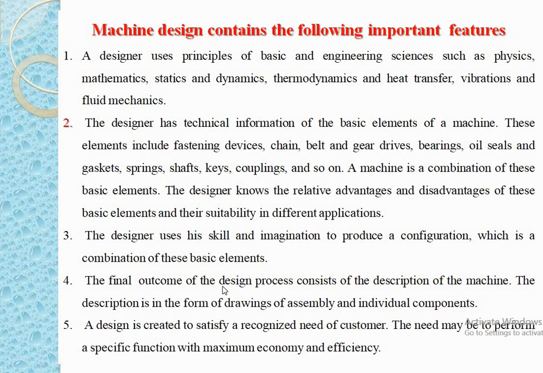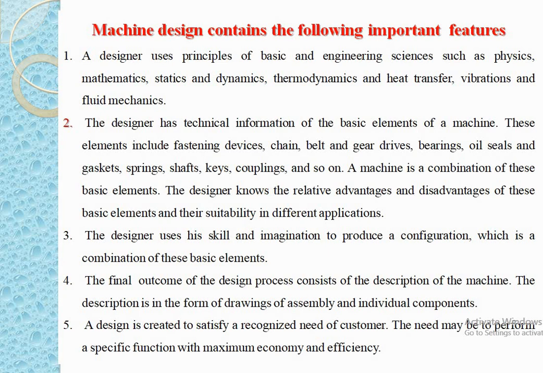And the final outcome of this design process is the description of the machine, how this machine will perform its specific task. That is the final outcome of a machine design. Now the description is in the form of drawings of the assembly or individual components. The description of the machine is nothing but its dimensions, the different processes that are to be carried out, its applied loads, stresses induced in the individual component, or drawings of the components.